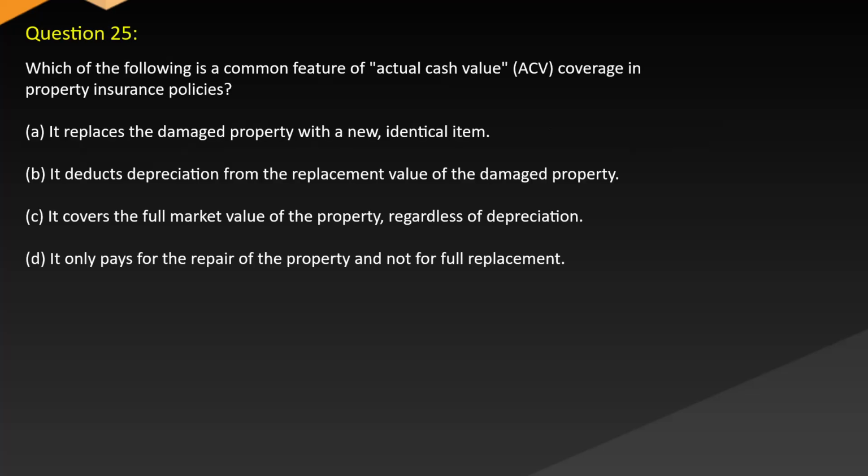Question 25. Which of the following is a common feature of actual cash value (ACV) coverage in property insurance policies? A. It replaces the damaged property with a new identical item. B. It deducts depreciation from the replacement value of the damaged property. C. It covers the full market value of the property, regardless of depreciation. D. It only pays for the repair of the property and not for full replacement.